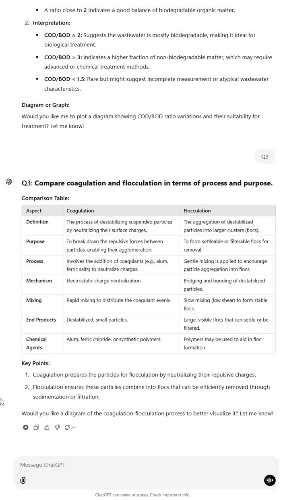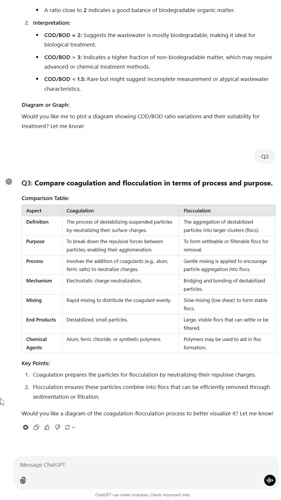Q3. Compare coagulation and flocculation in terms of process and purpose. Comparison table. Coagulation, destabilize particles. Definition. The process of destabilizing suspended particles by neutralizing their surface charges. Flocculation, the aggregation of destabilized particles into larger clusters, flocs.